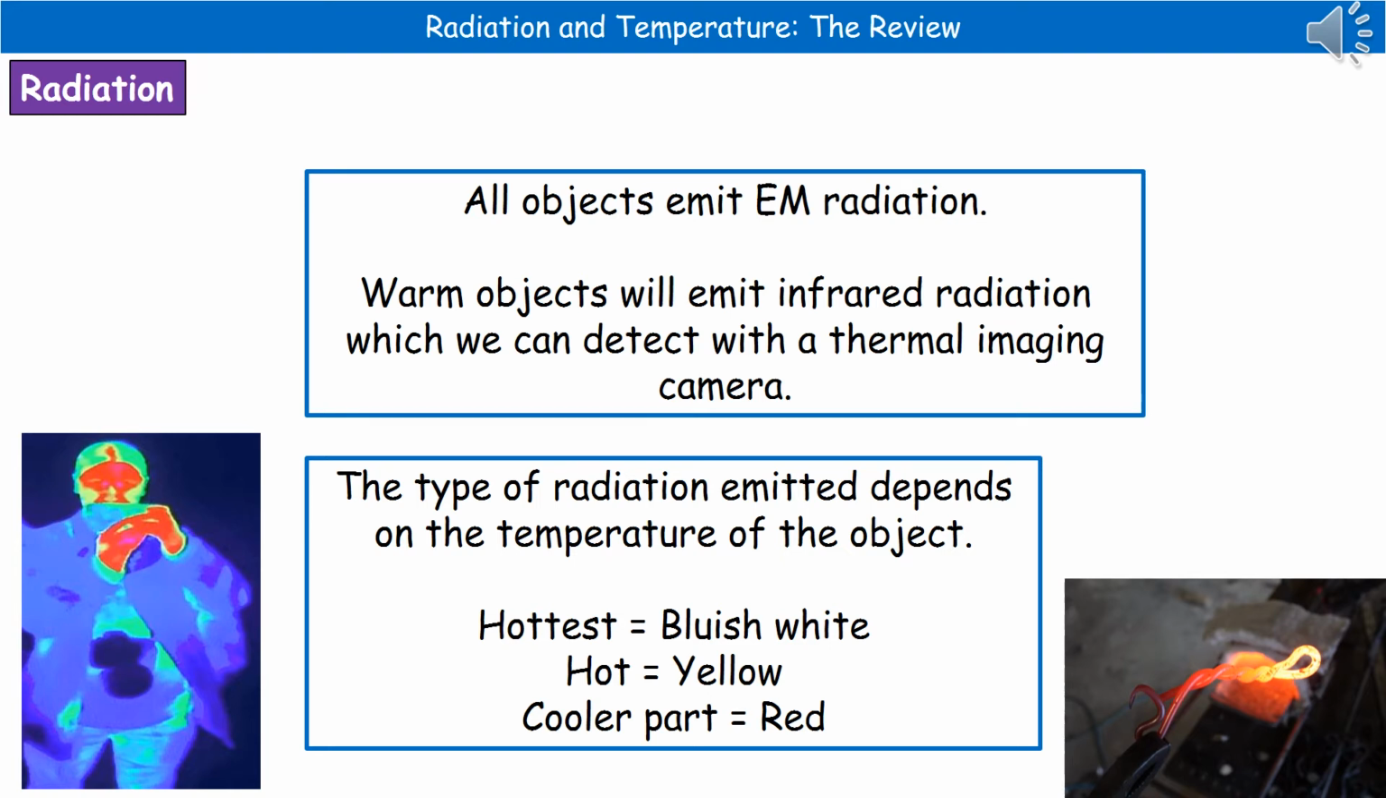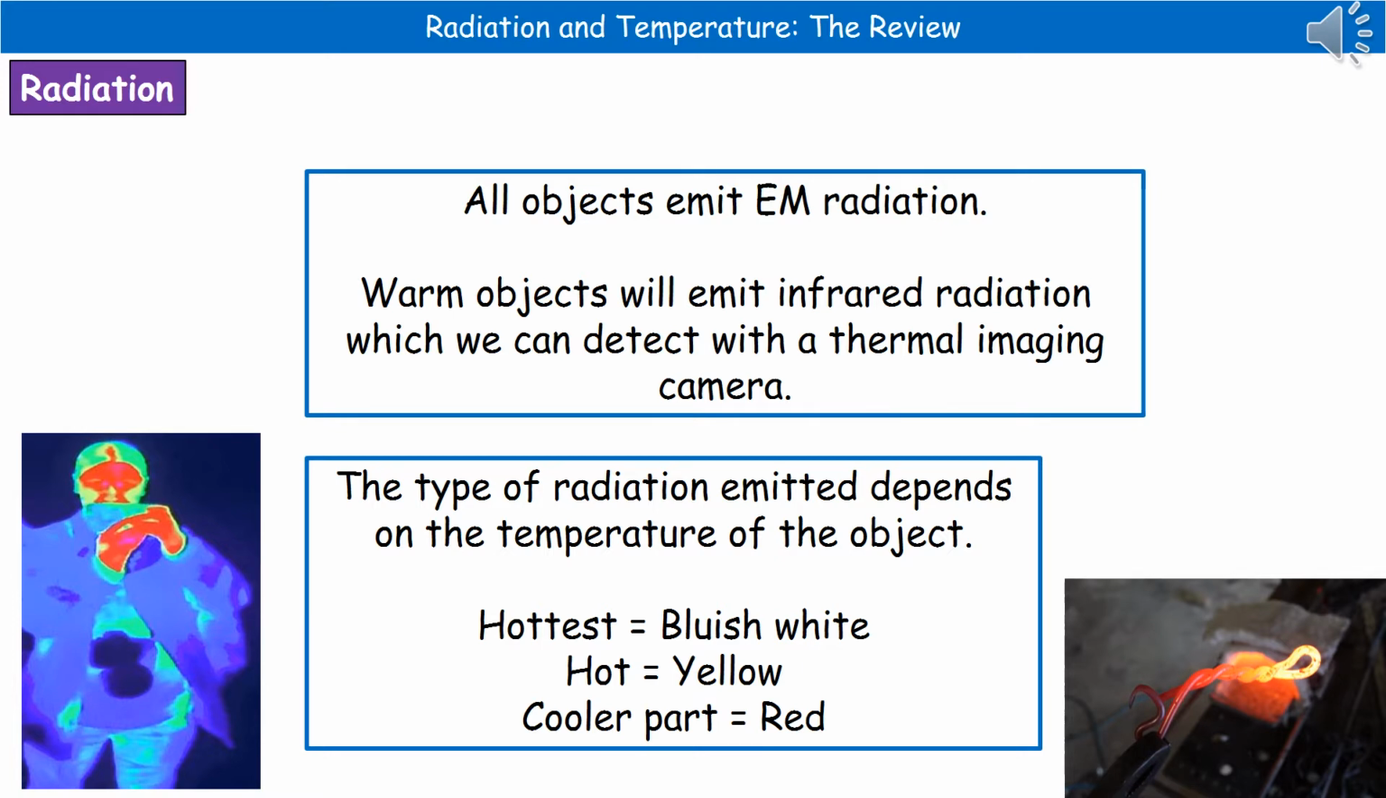Welcome to our review on radiation and temperature. So hopefully you remember from our earlier physics work that all objects emit electromagnetic radiation. So when you've got any warm object, it's going to emit infrared radiation, and we can actually detect the infrared radiation using a thermal imaging camera.